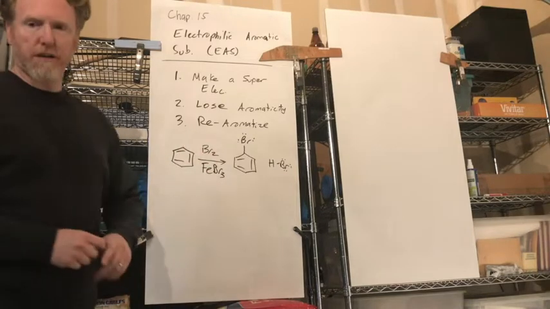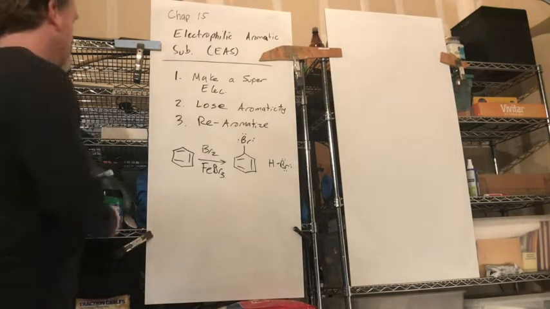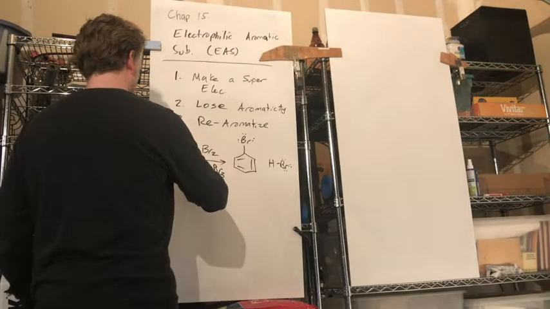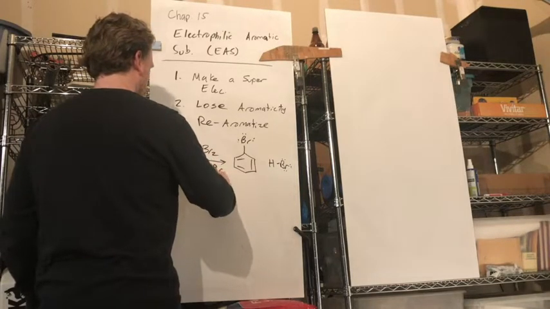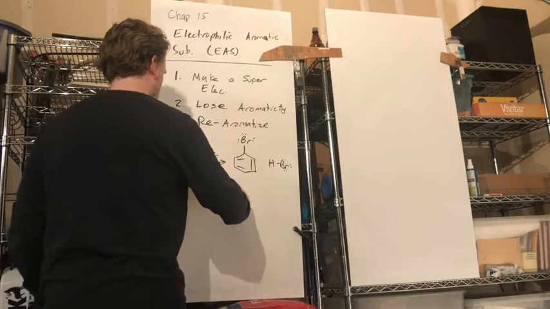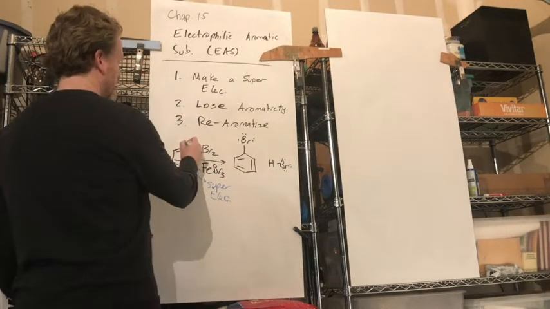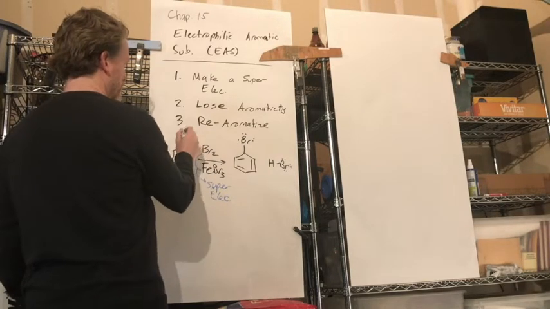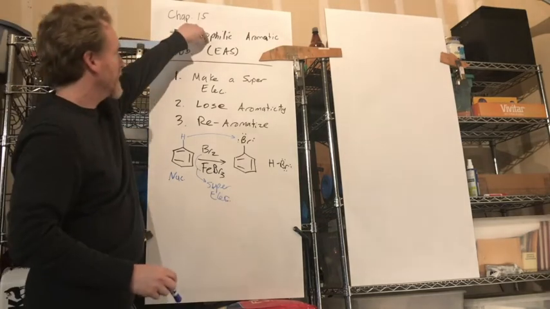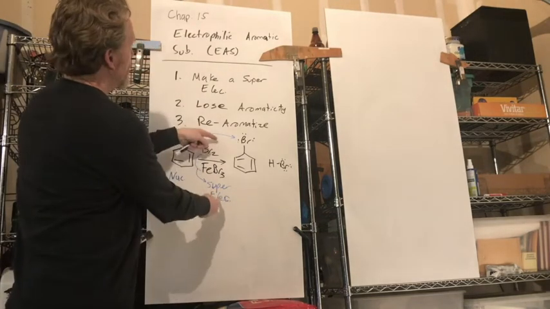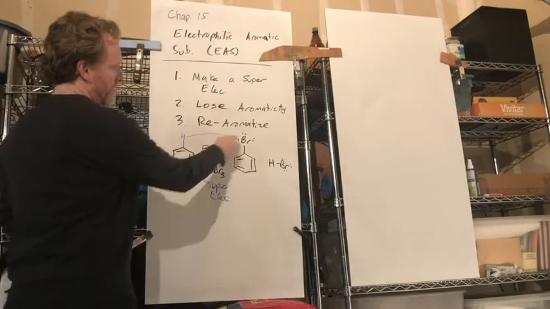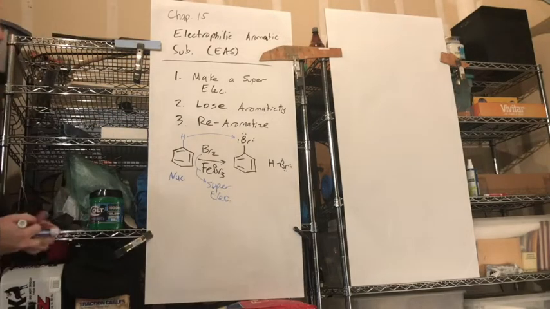And let's talk about the components of this. So the benzene ring is the nucleophile. These guys are going to make the super electrophile. And we're substituting a hydrogen. See how there was a hydrogen here, and now it's a bromine? So this is called an electrophilic aromatic substitution, because we're using a super electrophile. The aromatic ring is getting a hydrogen atom substituted for a bromine atom. Okay, so let's do the mechanism.